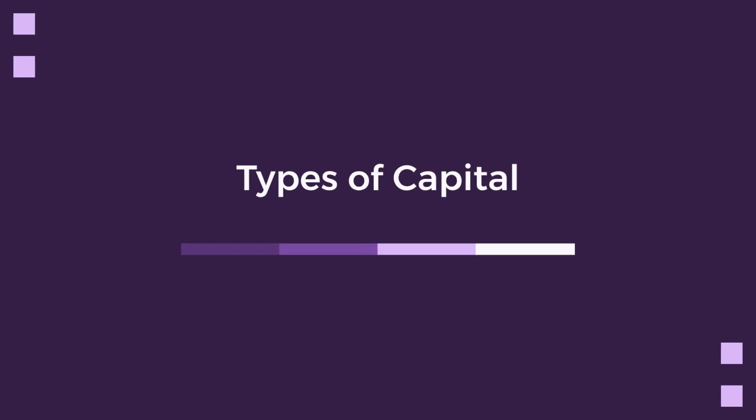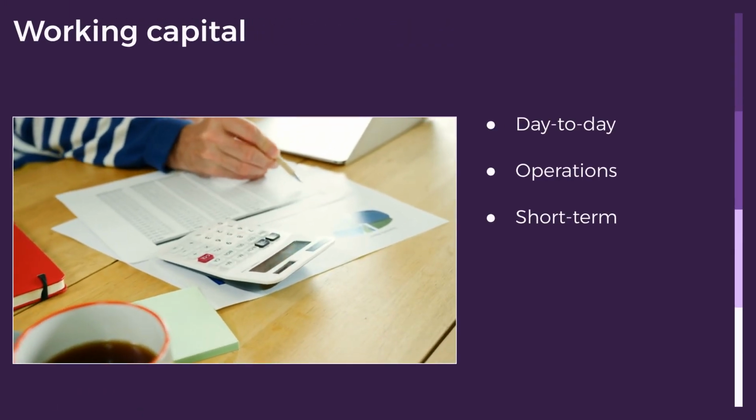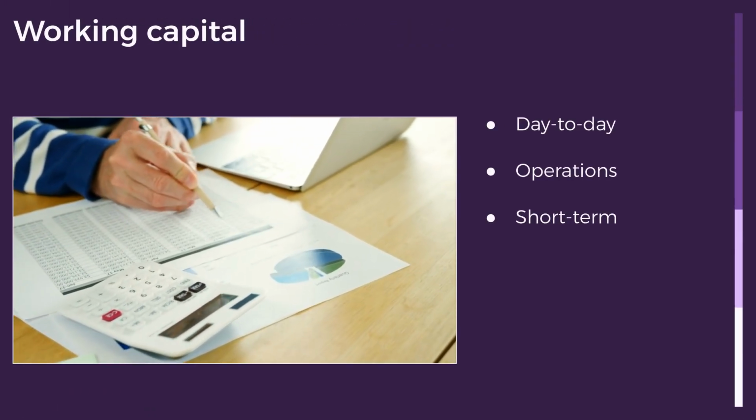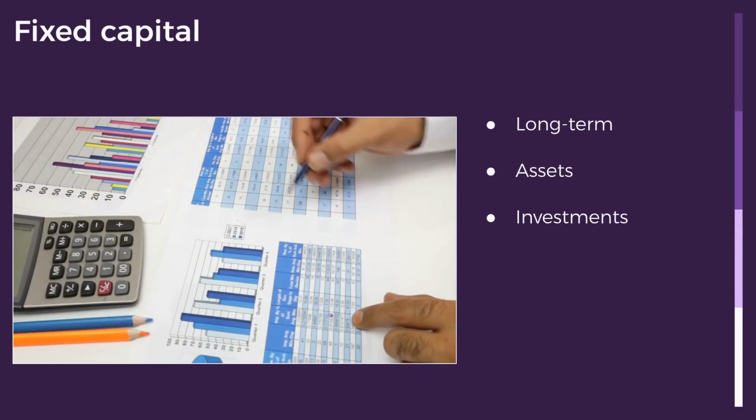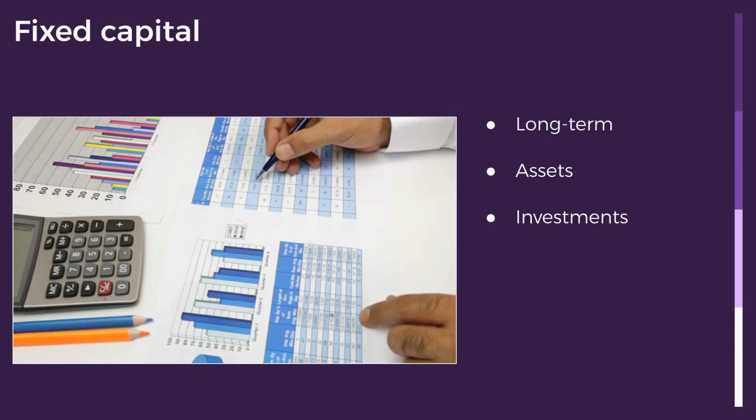Capital can take many forms, including cash, machinery, buildings, or even intellectual property. It is generally divided into 2 main types. Working capital is the money used for day-to-day operations, ensuring the business can meet its short-term needs. Fixed capital is invested in long-term assets, such as machinery and buildings, essential for the business's longevity.